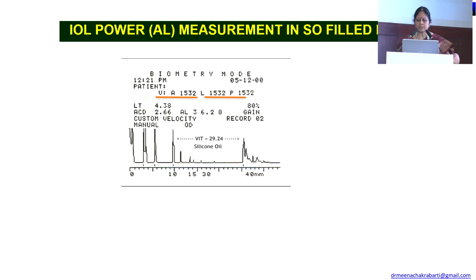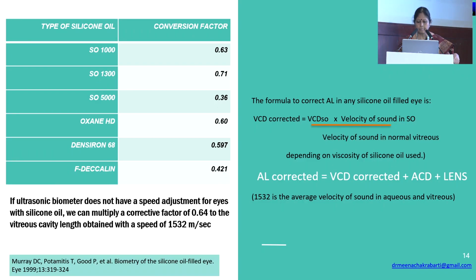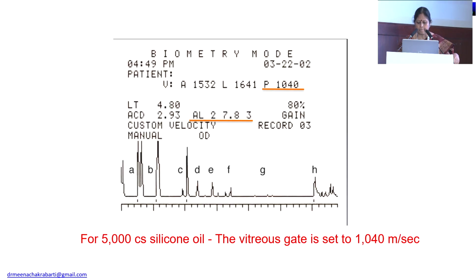If you are using an ultrasound biometer in a silicone oil filled eye and you do not have the option in your machine to change the velocity gates, where all the gates are set at 1532, which is the velocity of sound in a normal media, then you would have about a 10 millimeter difference in the axial length. In this situation, you have to have a corrected vitreous cavity depth by making use of a formula-based calculation, or you can use a conversion factor to convert the axial length that you measure in the silicone oil filled eye to the corrected axial length.